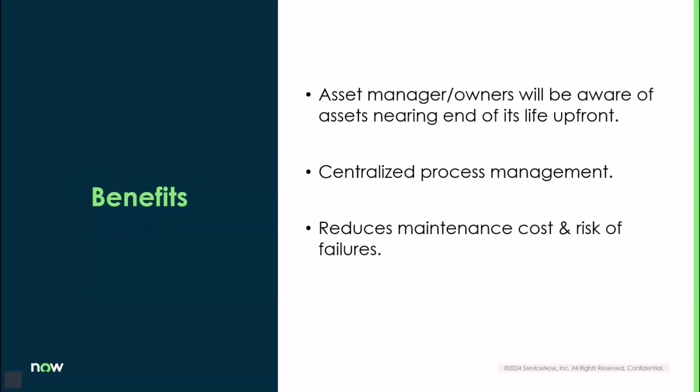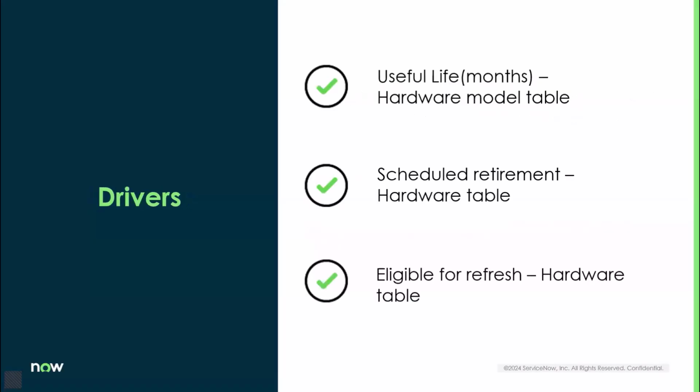The asset managers can filter and assign assets. So they're going to know which assets are coming end of life or end of their useful life. It gives you that centralized process management, and it really reduces your costs, right? If you're refreshing your assets on a regular basis, you're reducing those maintenance costs and risks of aged assets.